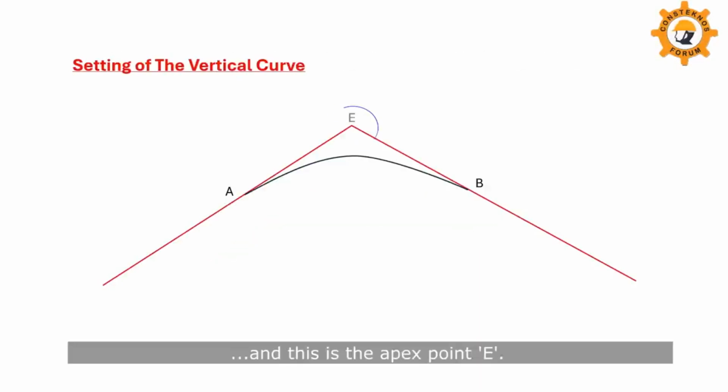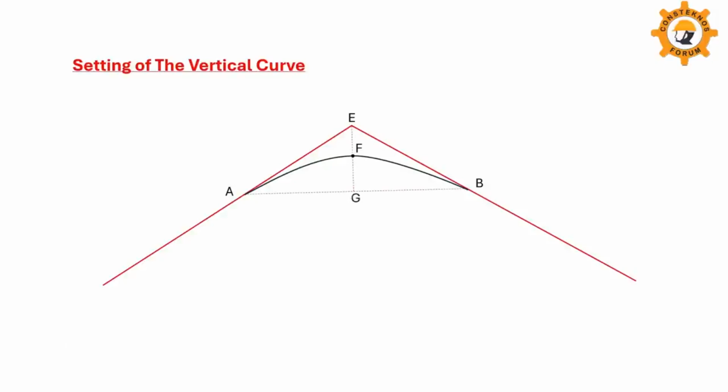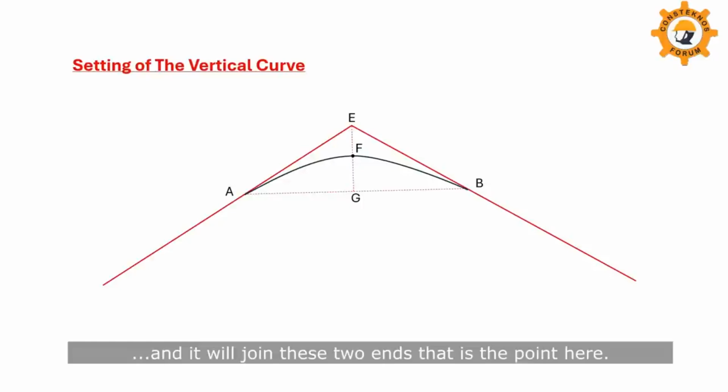This is the apex point E, and this is the point on the curve, let us say F, and it will join these two ends, that is the point here. You can call it as G.